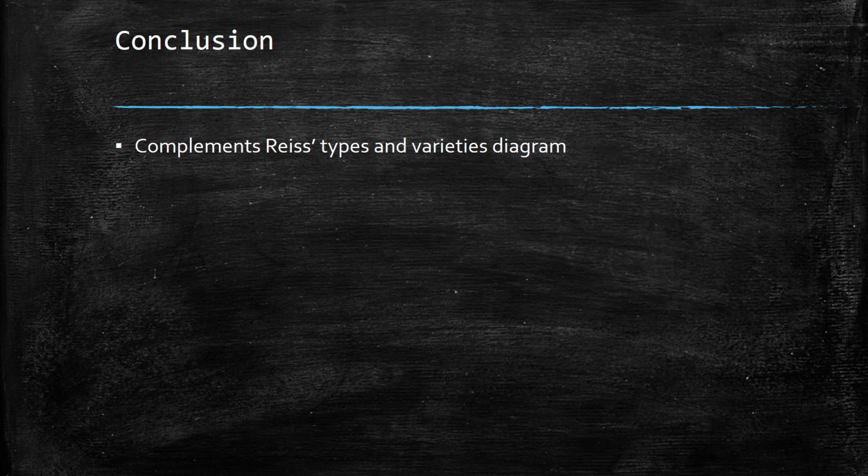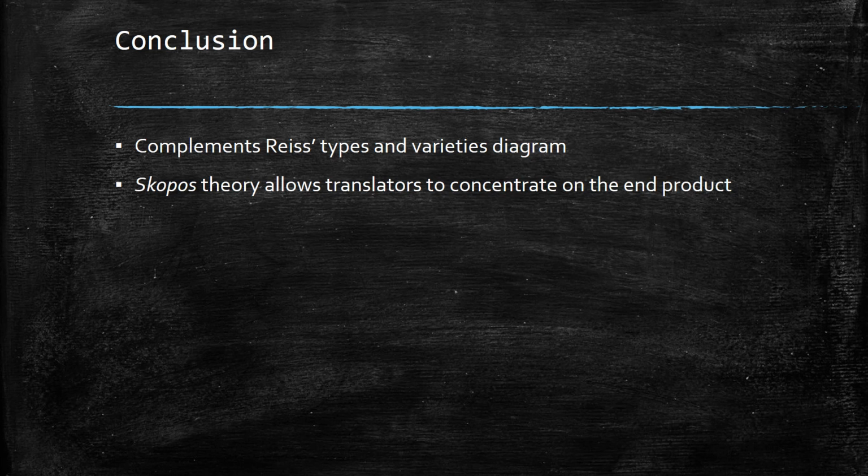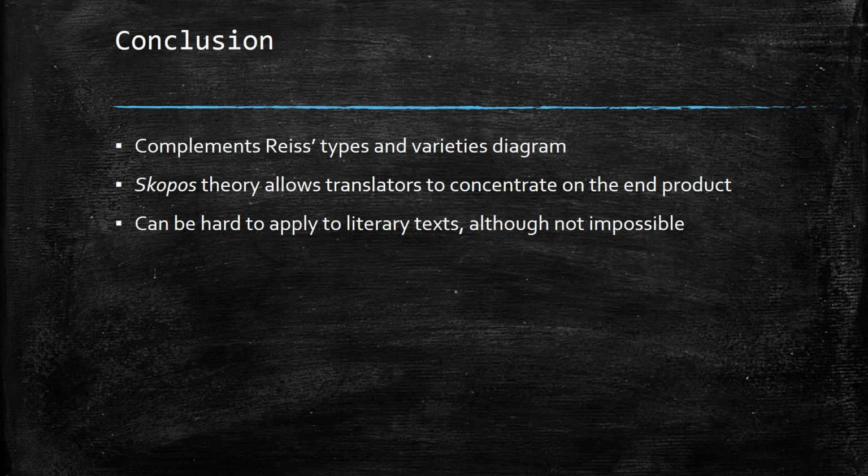In conclusion, the Skopos theory complements Reiss's types and varieties diagram, and indeed this diagram is almost necessary in order to use the Skopos theory. The Skopos theory allows translators to concentrate on the end product. They have the freedom necessary to make the text understandable in the target audience context. It can be hard to apply to literary texts, although this isn't impossible, and there does seem to be a lack of justification for the additional jargon used in the theory.